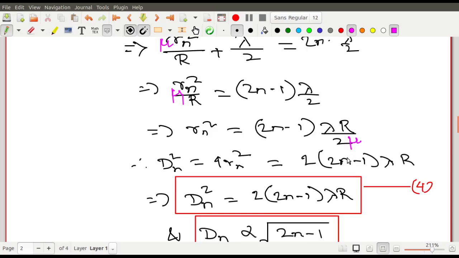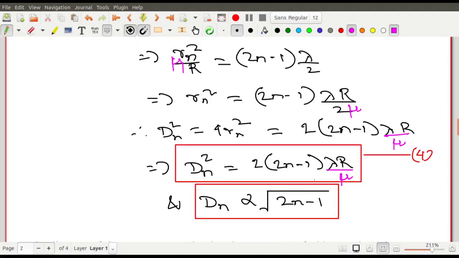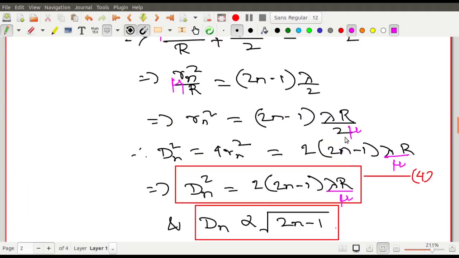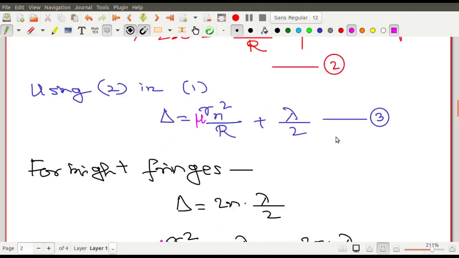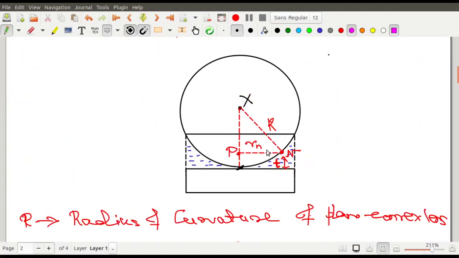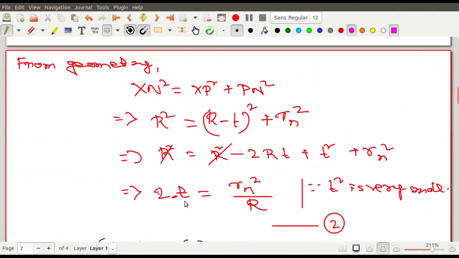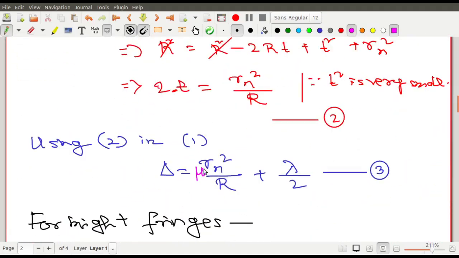So the mu comes to the denominator basically over here. So there will be a mu in the denominator on all these terms. That is why this dn square will have mu in the denominator. Understand the whole thing, I repeat once again. The thickness will become mu t. So when 2t is replaced, mu will be present over here.